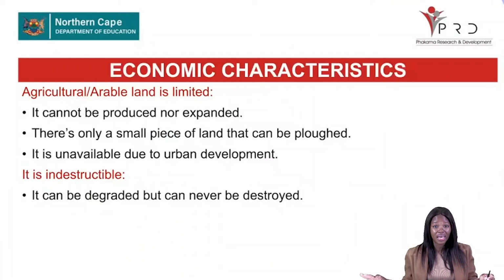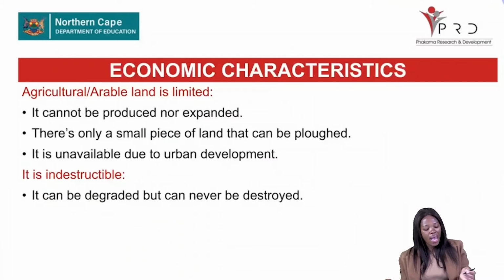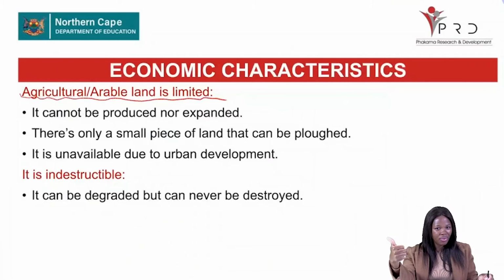It should be a reminder to us as farmers or individuals that it's very important to manage the land. It's very important that land is correctly used, right? Let us get into these economic characteristics of land. Firstly, agricultural land is limited, or arable land is limited. Why do we say agricultural land is limited as one of the economic characteristics? Remember, we said characteristics are there to remind us to manage the land, right? To correctly use the land.